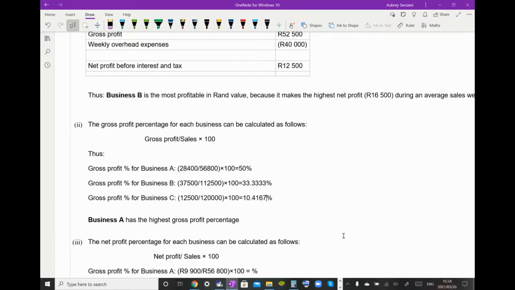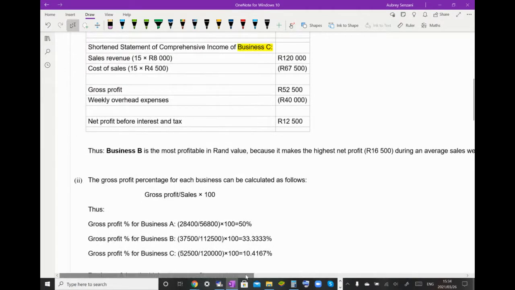The C percentage is wrong. We used net profit instead of gross profit. I used net profit instead of gross profit. So what is our gross profit? 52,500. Okay. Let's see what's happening here. So what should we have? Oh, we have 43%. You could say 44%. Okay. Right. Okay, so anyway, business B is still the highest there in terms of gross profit.